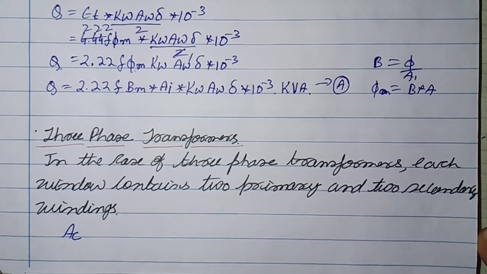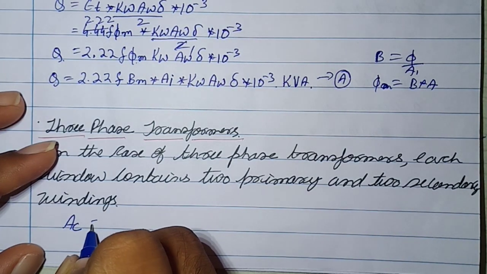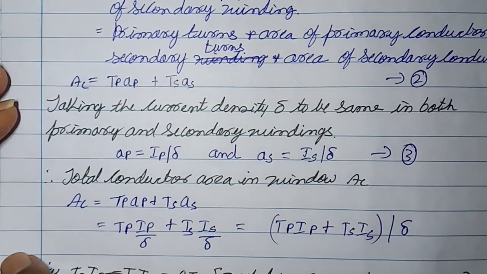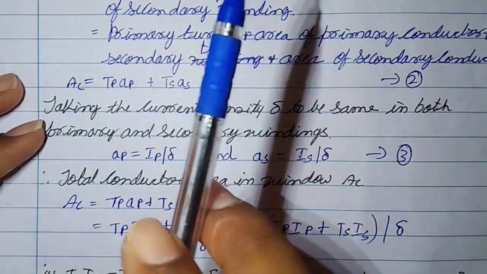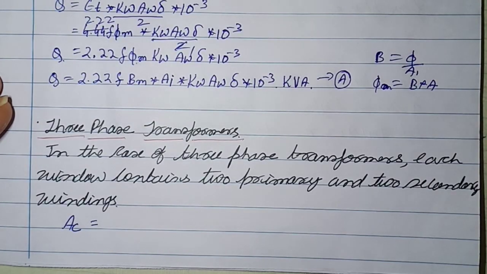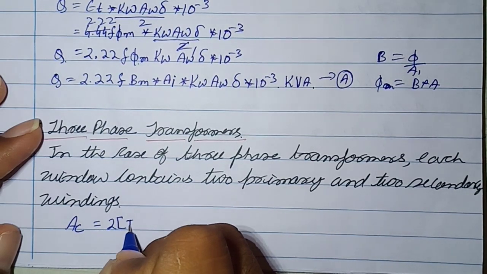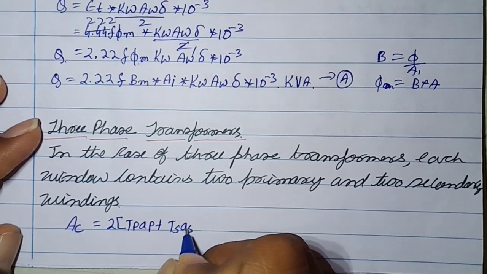Similarly, we will go for AC, that is the copper area, the conductor area. When we did the first one, it was TPAP plus TSAS, for one turn. Now for three phase we have two turns, so it will be 2 times TPAP plus TSAS.